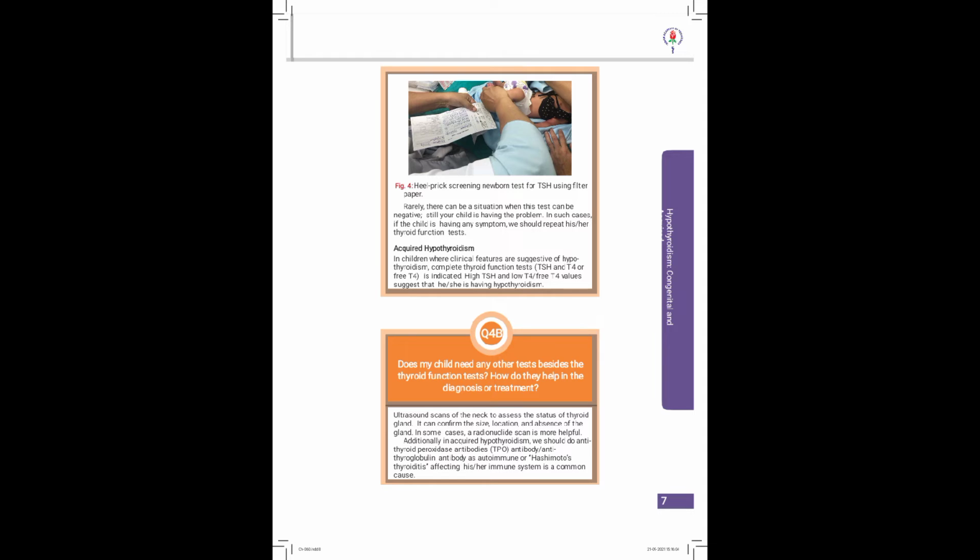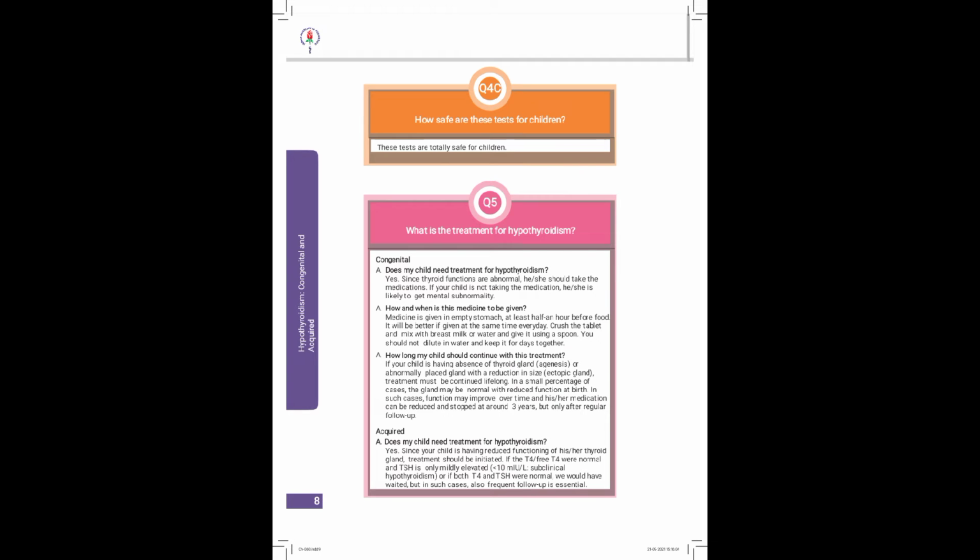For acquired hypothyroidism, we should do the anti-thyroid peroxidase antibody or anti-TPO antibody test, or the anti-thyroglobulin antibody test, to rule out autoimmune or Hashimoto's thyroiditis affecting his or her immune system. How safe are these tests for children? These tests are totally safe when undertaken for children.